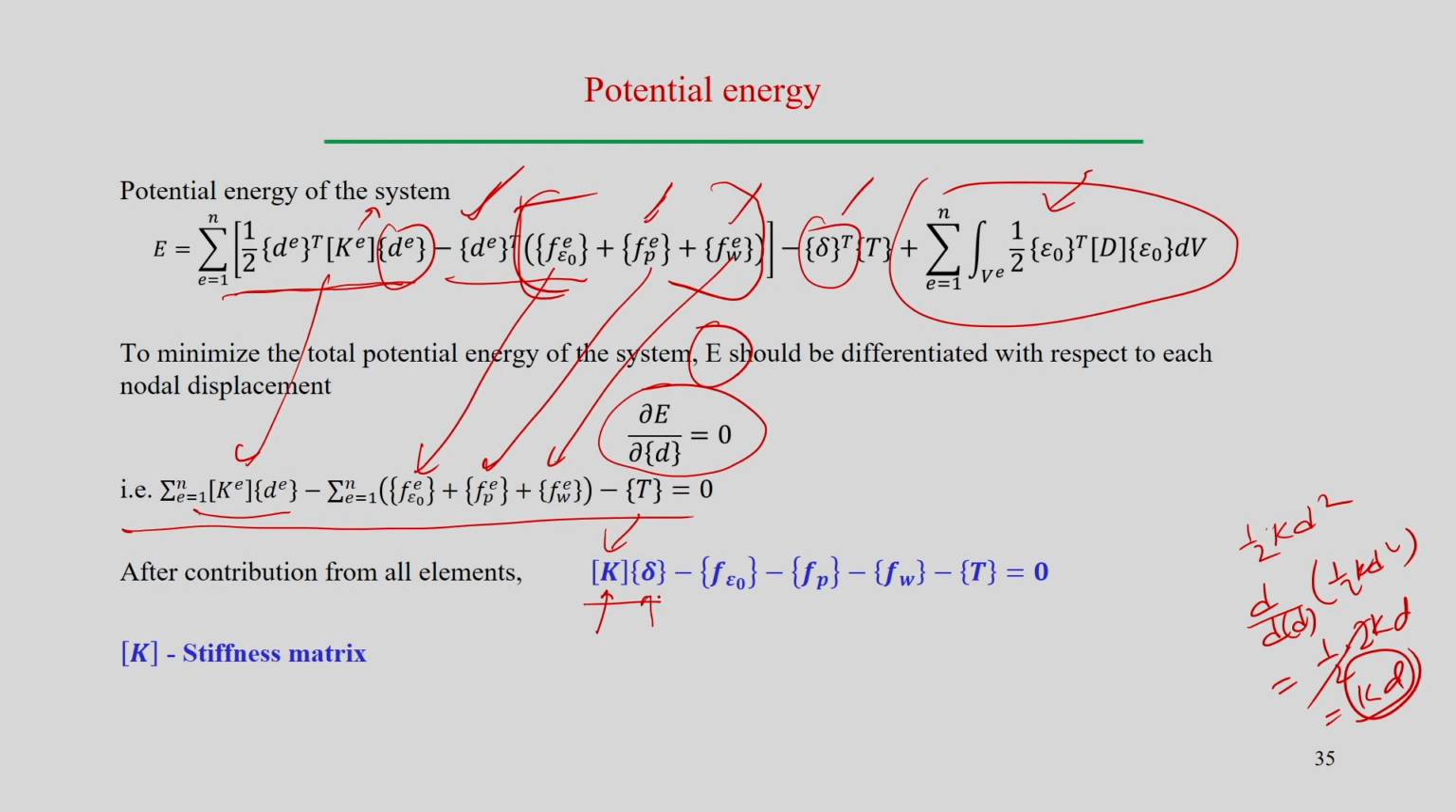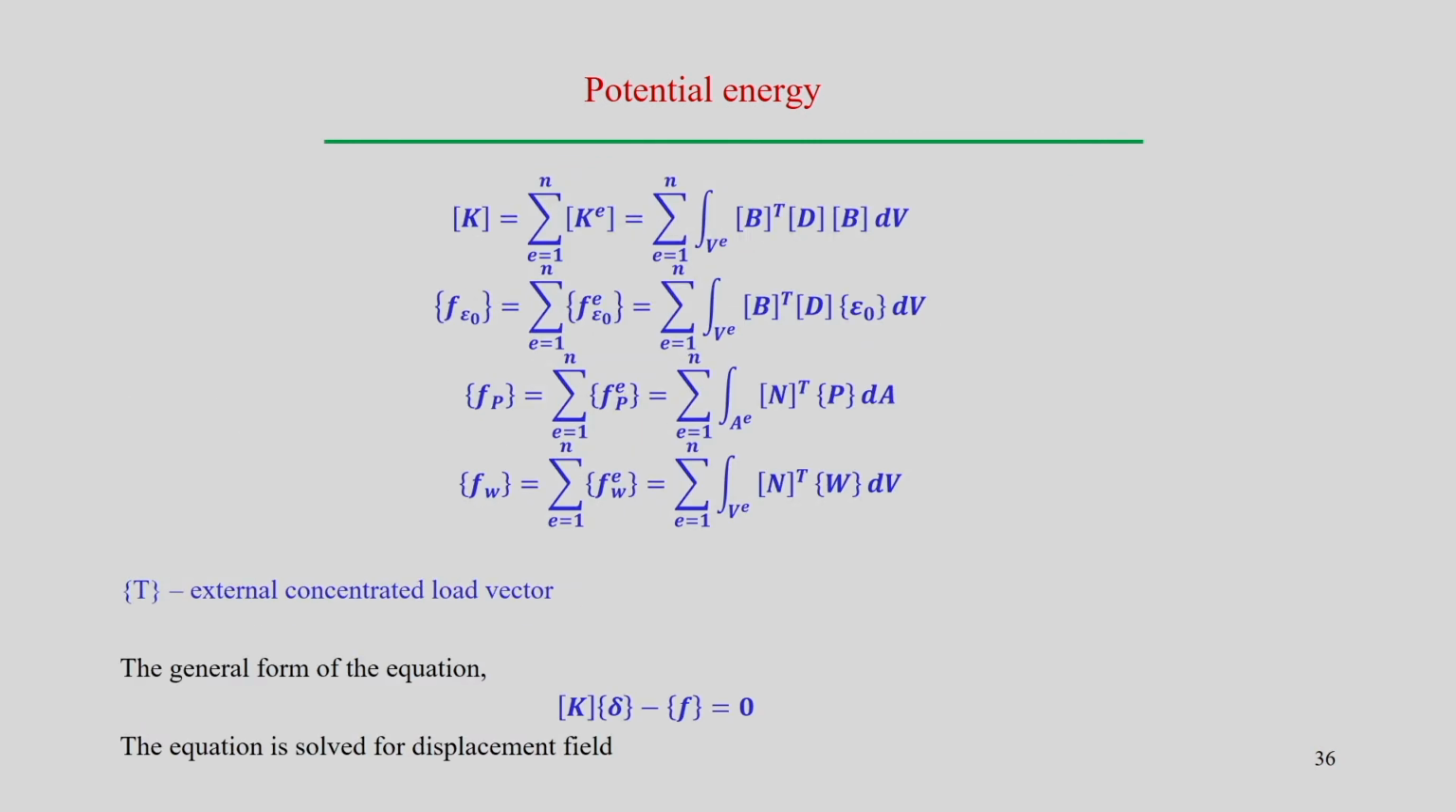Delta we have already defined as the nodal displacement vector, so overall it is the nodal displacement vector considering all node points. Then F is the load vector: the concentrated load, the distributed load vector, the volumetric load vector, and the load vector because of the initial strain value, all making it equal to 0. This is the general formulation after contributions from all elements, and K is called the stiffness matrix. This is the general formula from the minimization of potential energy, and K equals the stiffness matrix.